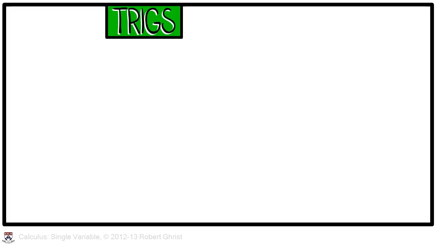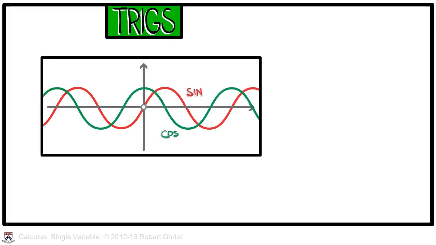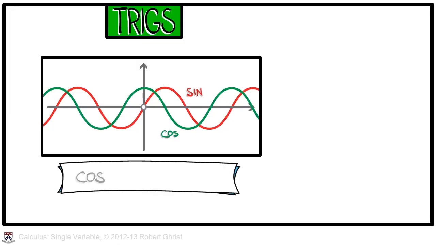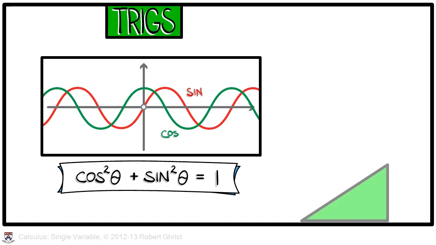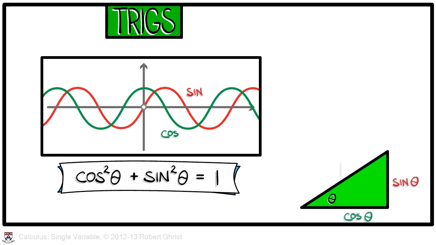Trigonometric functions are extremely common and important. You should already know a bit about sine and cosine. Let's review perhaps the most important of the trigonometric identities. That is, cosine squared plus sine squared equals 1. There are several ways to interpret this.